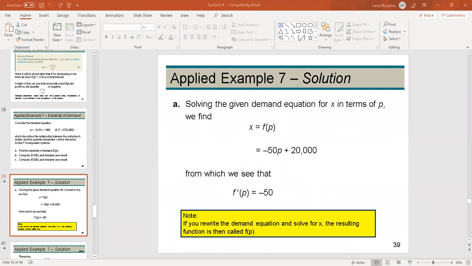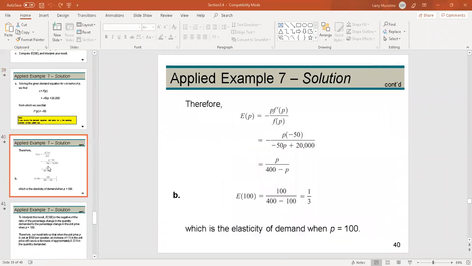Now let's go ahead and plug into that elasticity of demand formula. Here's the formula. f prime of p we just figured out was negative 50. f of p was this negative 50p plus 2,000. So I end up with this formula for E of p. And then what they asked me is, what's the elasticity when the price is 100? So I plug 100 into this formula. I replace p with 100, and I come up with this answer, 1/3.